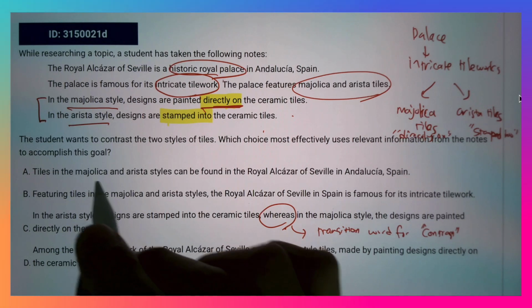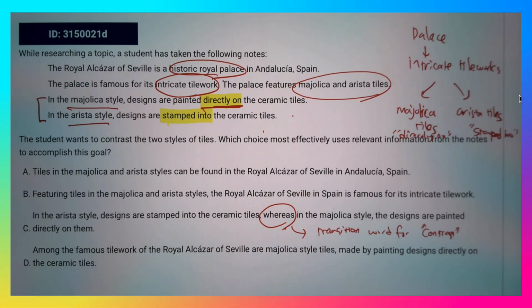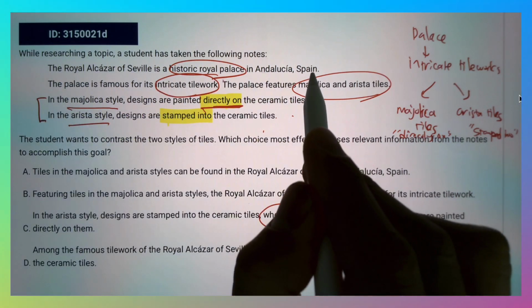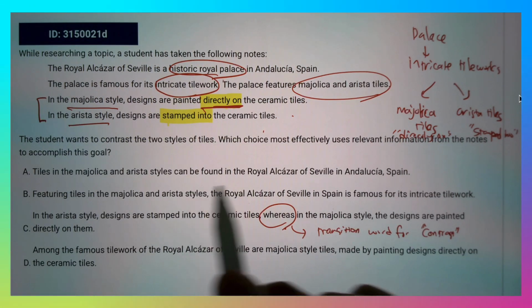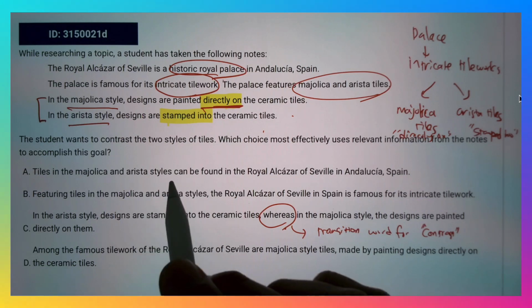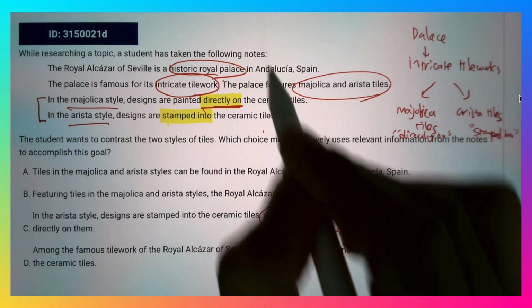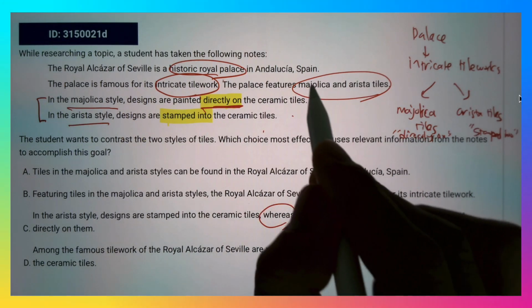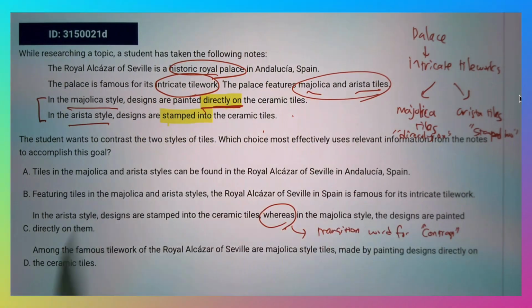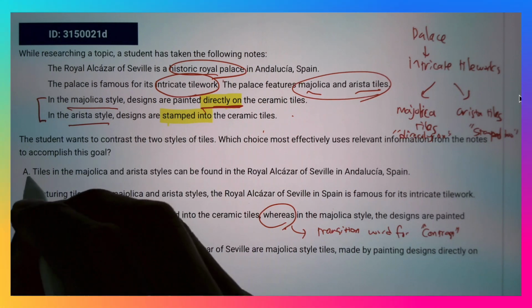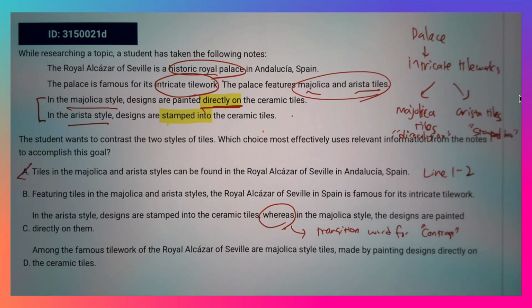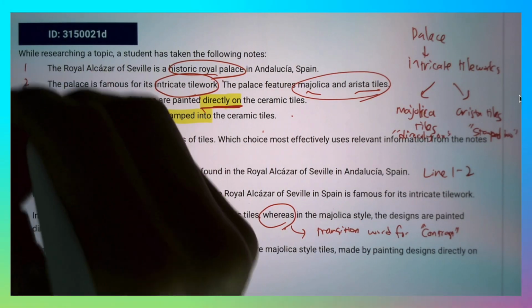Tiles in the majolica and arista styles can be found in the Royal Alcazar. Good to know. We just talked about in the first sentence where we find these majolica and arista styles, where you can connect it through the second sentence, right? How these two are part of this historical royal palace. So A is relevant to lines 1 and 2. So we need to go to lines 3 and 4.